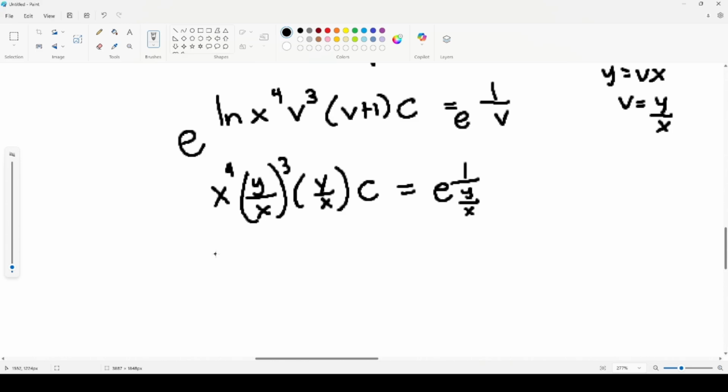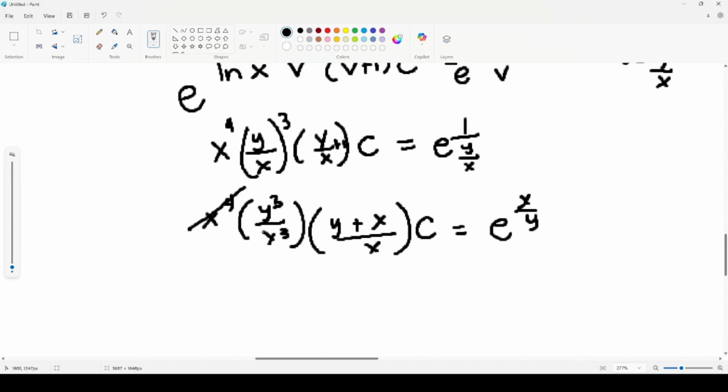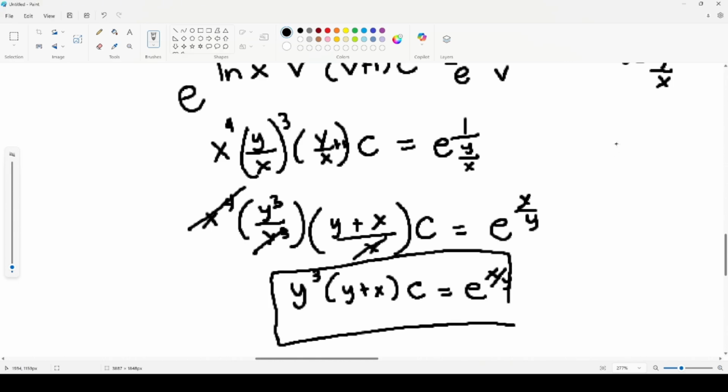Simplify that further. This one is plus 1. So x to the fourth, y cubed over x cubed, y plus x over x, times C is equal to e raised to x over y. Cancel out. y cubed, y plus x, times C is equal to e raised to x over y. I think that's a simplified form already, and that is now your general solution.